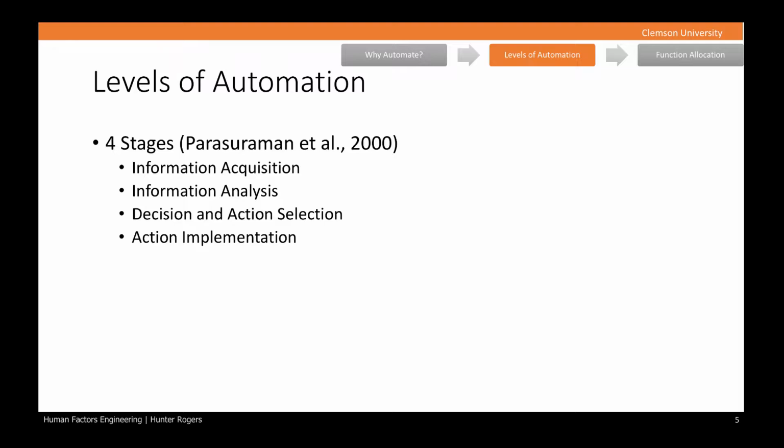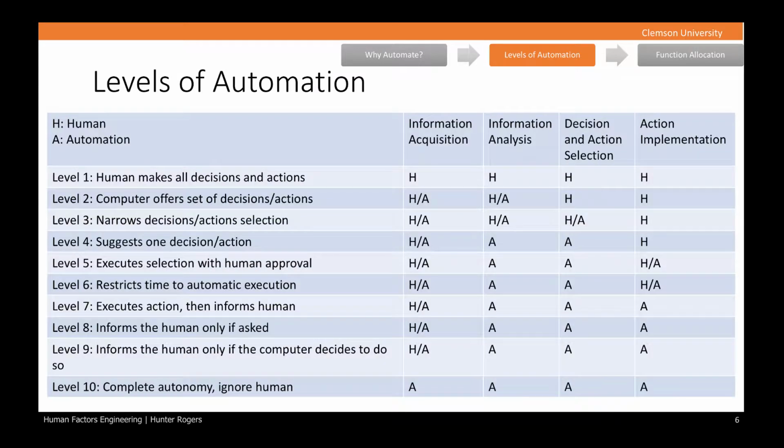So we'll go through the different levels as defined in that paper. There are 10 levels that are described, 1 through 10, 1 being the lowest level of automation and 10 being the highest level of automation. And here I have it described as a human is listed as an H in this matrix and automation is listed as an A. So level 1 is where human has complete control. There's no automation in all of those different stages.